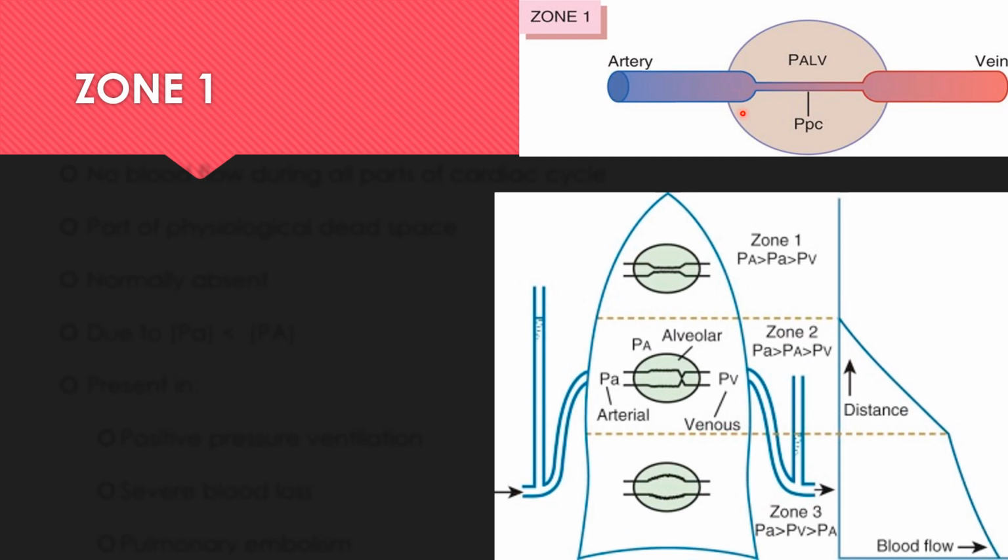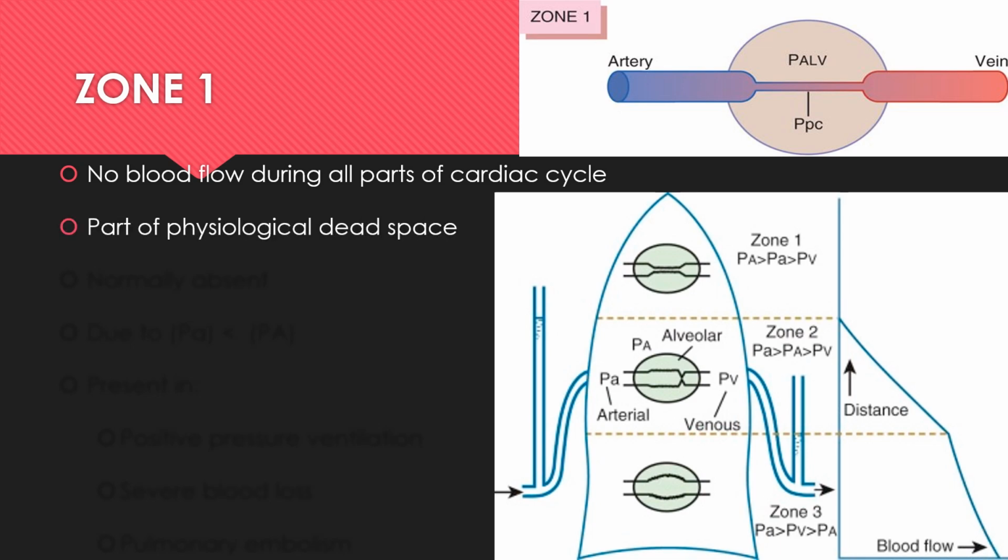Zone 1 refers to the area of zero blood flow. It is any region of the lung that does not receive any blood flow, so no blood flow during any part of the cardiac cycle, that is systole and diastole. This is part of the physiological dead space. It does not exist in normal lungs. Normally it is not present.